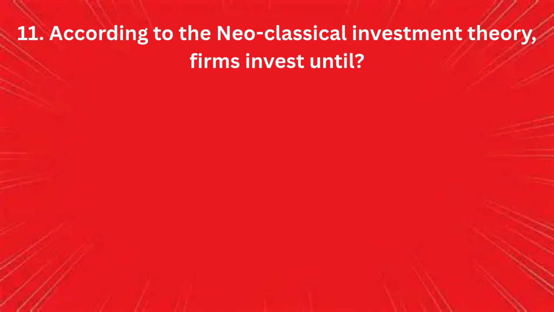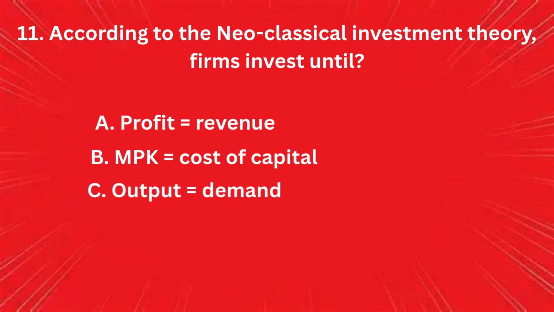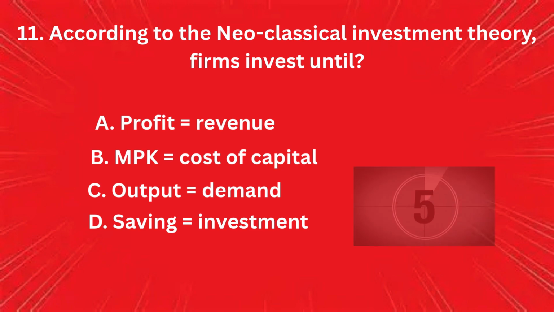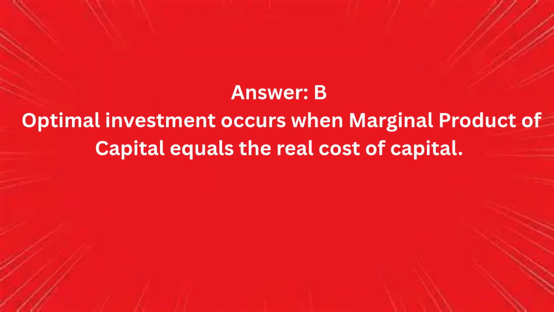11. According to the neoclassical investment theory, firms invest until A. Profit equals revenue. B. MPK equals cost of capital. C. Output equals demand. D. Saving equals investment. Answer: B. Optimal investment occurs when marginal product of capital equals the real cost of capital.